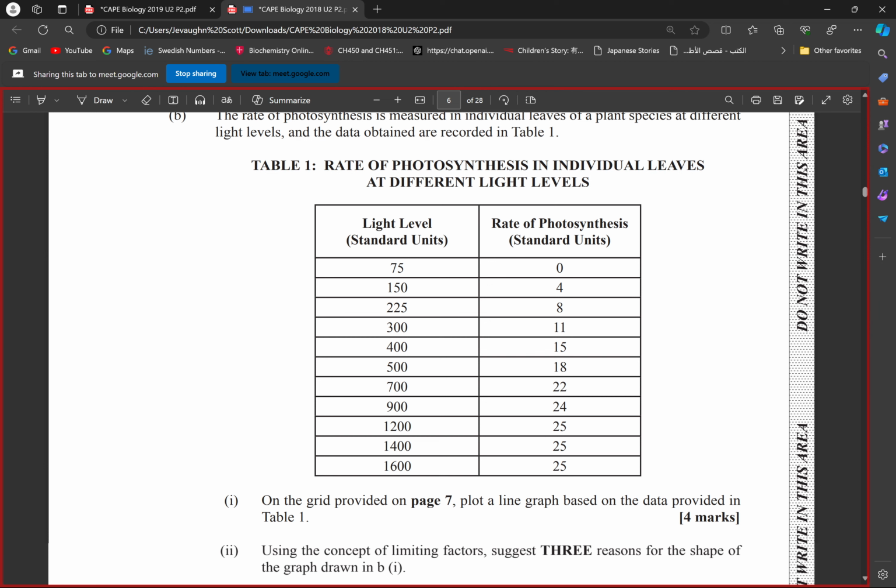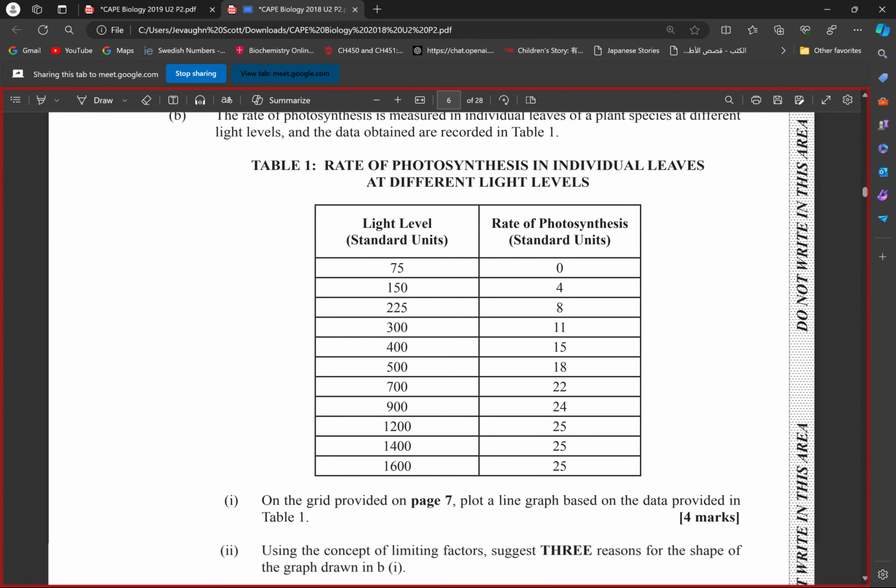Using the concept of limiting factors, suggest three reasons for the shape of the graph. What would the shape of the graph look like? Sir, it will increase and then plateau. So they look something like this, right? Yes, sir.